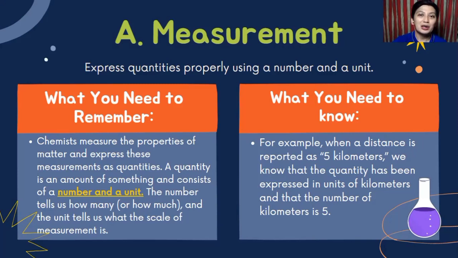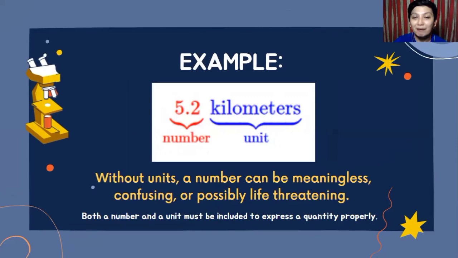Because there are a lot of measurements that later on we will discuss, for the units that I think we are familiar with because we encounter them in everyday life. For instance, we have this example: 5.2 is the number, and kilometers is the unit. So again, it is composed of a number and a unit. That's what measurement is all about.